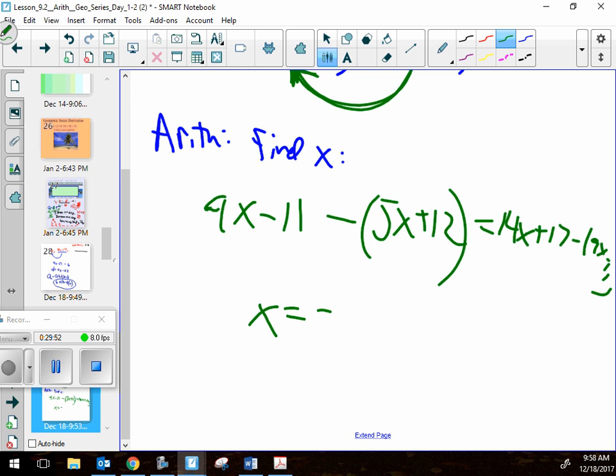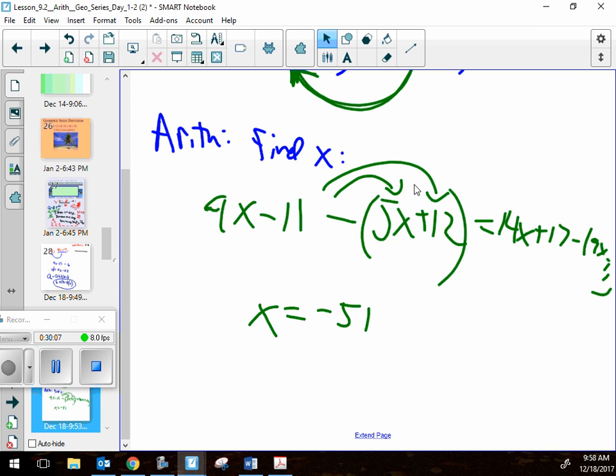A little louder. Negative what? Negative 51. Did anybody else get negative 51? Ooh, a bunch of people did. That's probably it. Okay. It's just a matter of solving an equation. It just happens to have, don't forget to distribute the negative. If you forgot that, that's a negative 12, that's a really common mistake. Okay. All right.